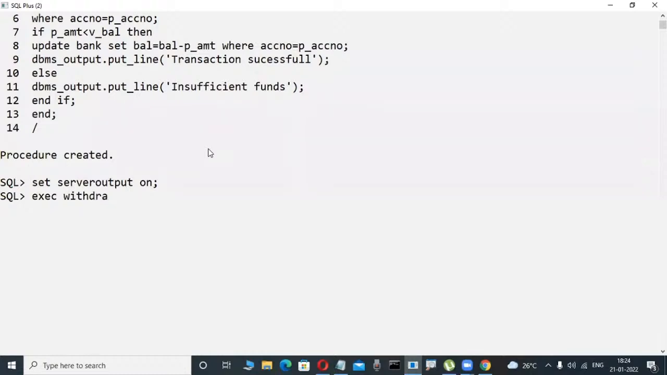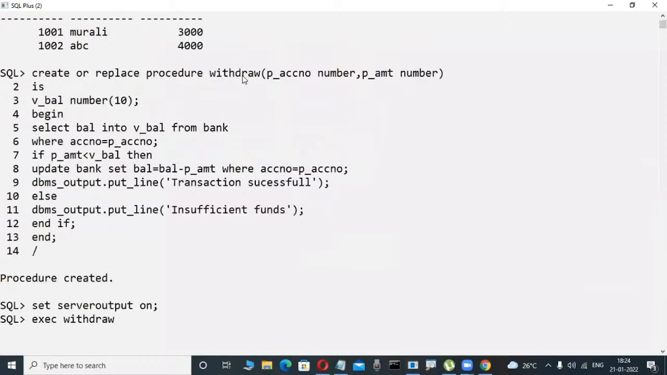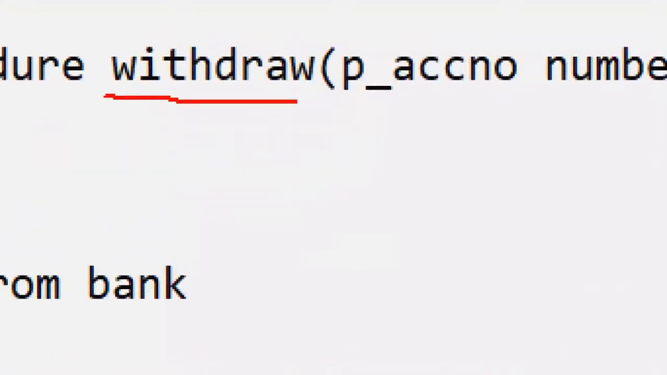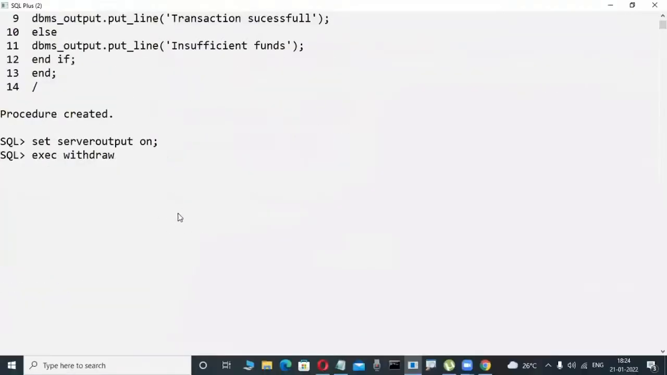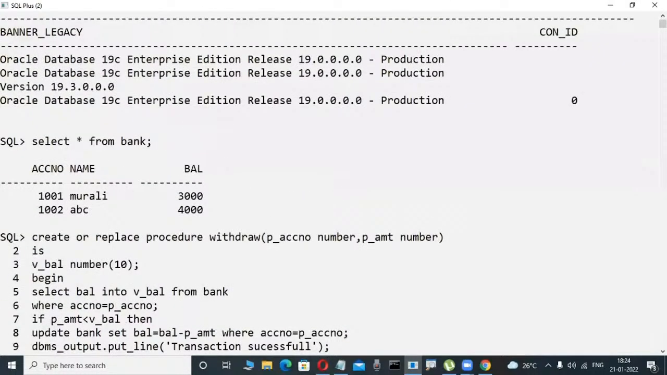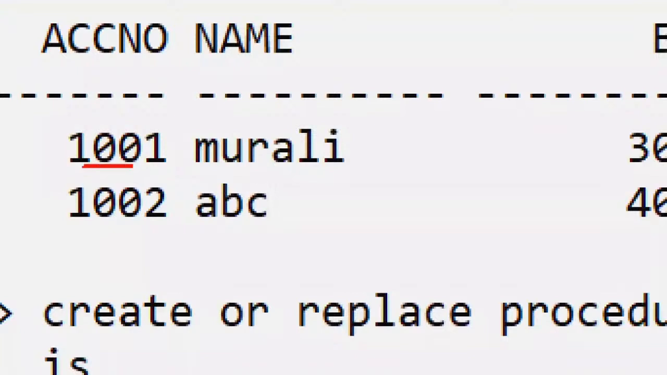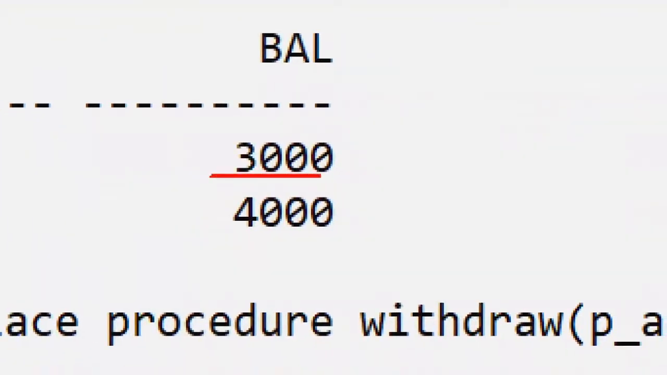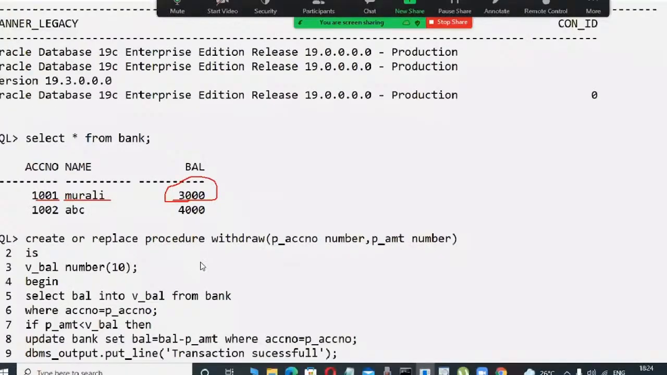You may not have an idea about all these things. Just observe here. Withdraw is there or not? That is the name of my program I'm giving. Okay, fine. Here my account number 1001, account number I'm passing, comma, I try to withdraw 9,000 rupees, for example. Observe here, slowly observe my account number in this table. Scenario, observe the logic. 1001 is my account number. Murali is my name. Now my balance is how much? 3,000. In my table, 3,000 is the current balance.